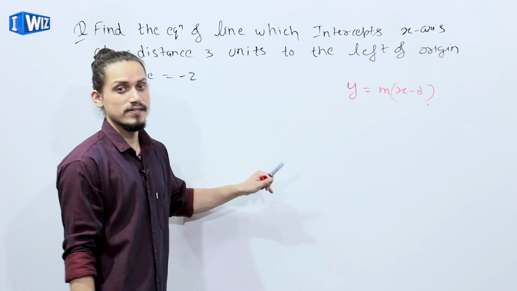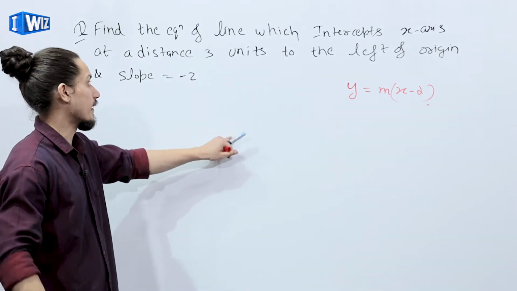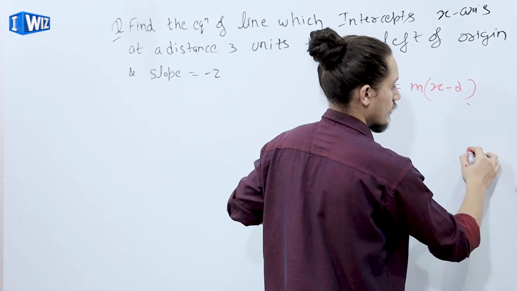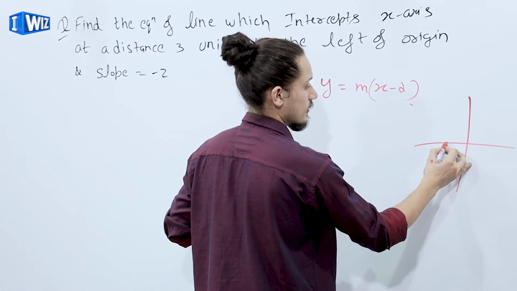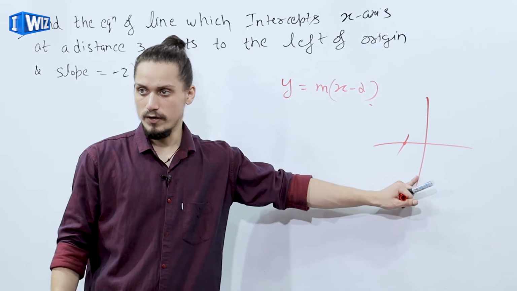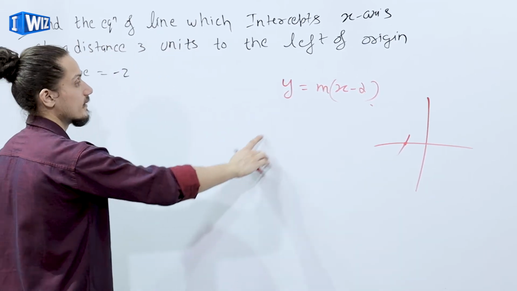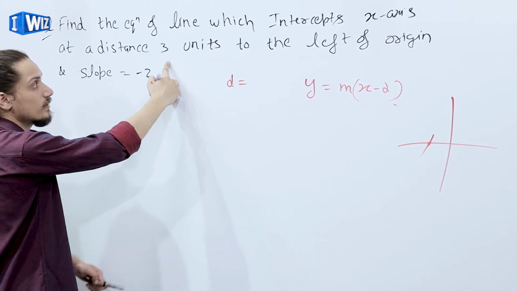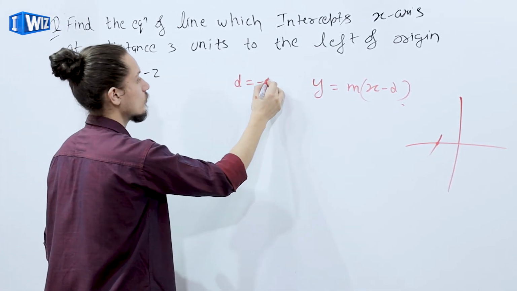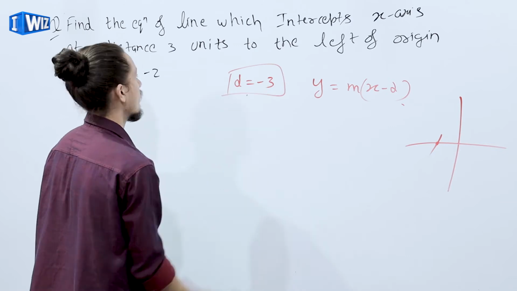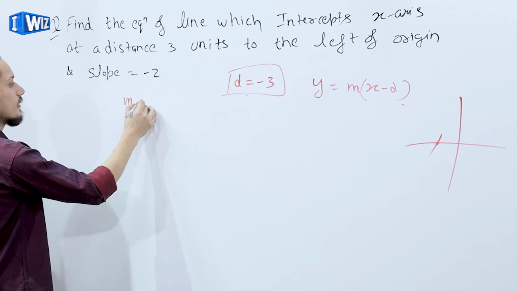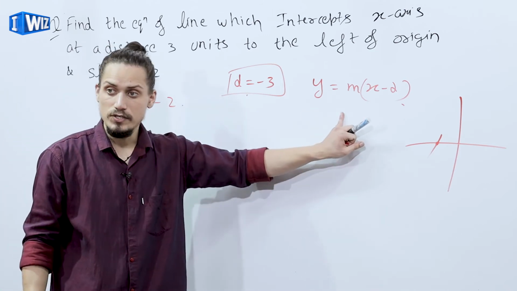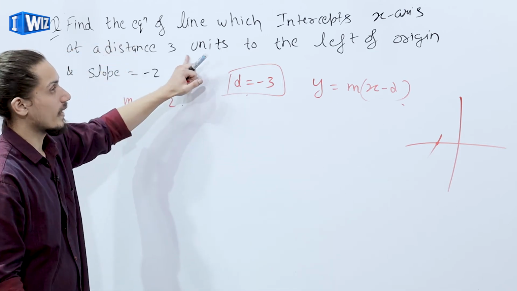Second, it says that it intercepts the x-axis at 3 units to the left of the origin. Meaning somewhere to the left of the origin, it intercepts here, this line. So in this case, what will be the value of d? d is equal to 3, but it is on the left, so negative sign: d is equal to minus 3. Second, the slope is given as minus 2, m is equal to minus 2. So using these two in this equation, we can find the equation of line in this case.